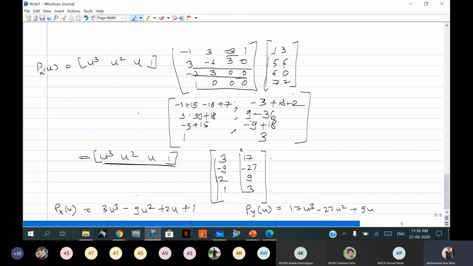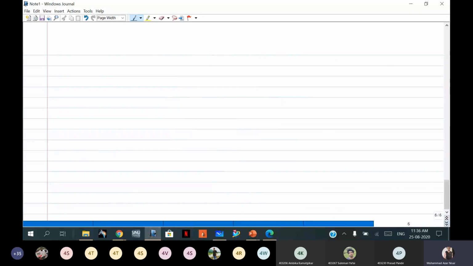So now we have to vary the points, that is from u equal to 0, then u equal to 0.1, then u equal to 0.2, 0.3, 0.4, in this way. And in examination also, just make a table.